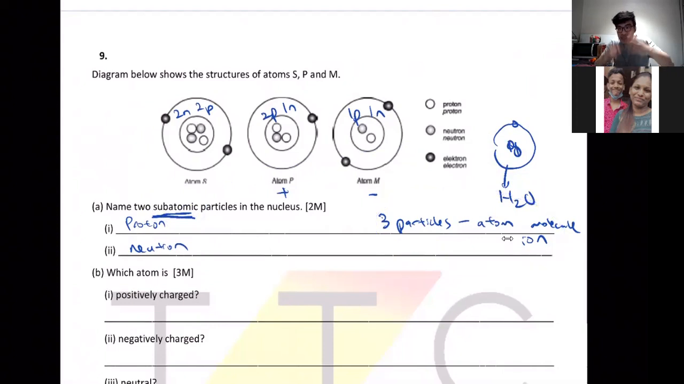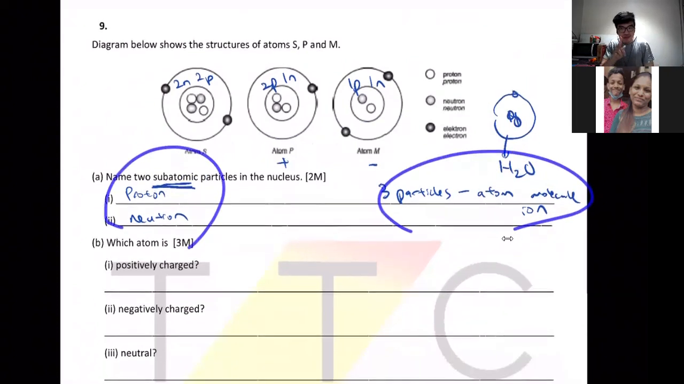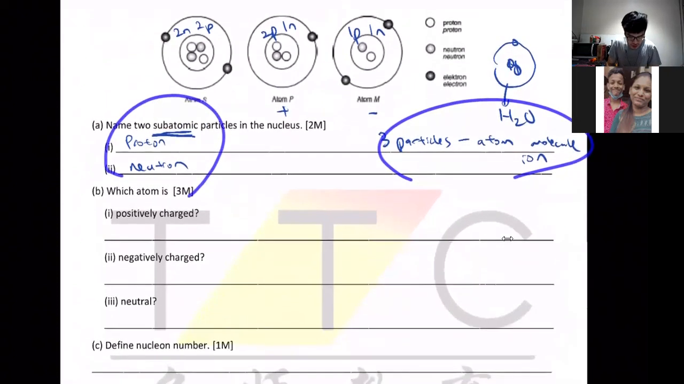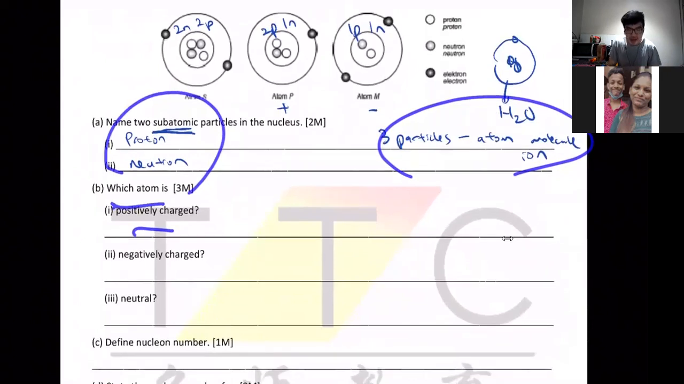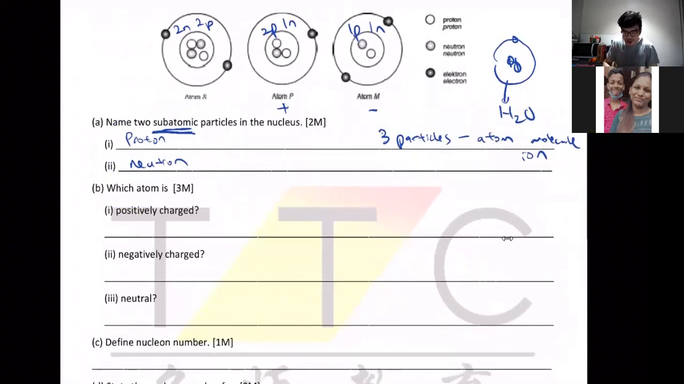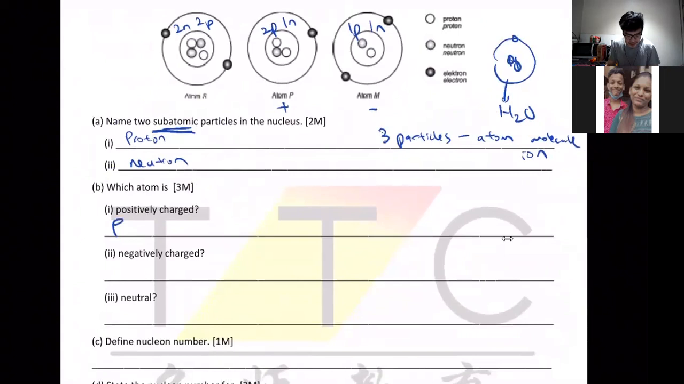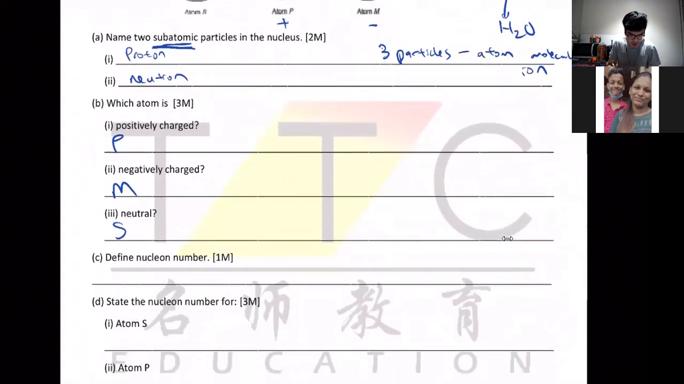Okay, berita antarabangsa, very different. This is out of the country. This is within the country. So very different. Okay, so which atom is positively charged? Yeah, see, I can foretell what they are trying to ask already. So that will be P. Negatively charged will be M. Neutral will be S.